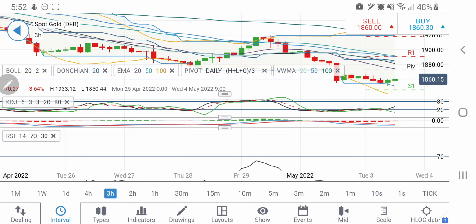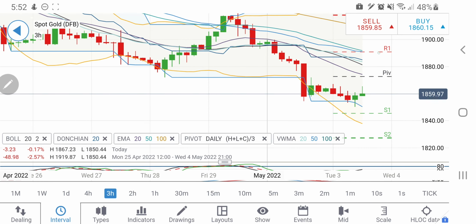Now look at the 3 hour charts. On the 3 hour charts as well, this is a breakout candle. This was the trend and this is the breakout. Hence, it is only recommended once it drops below 1857 to go short, and then you can expect a little drop which might take it towards further downside.